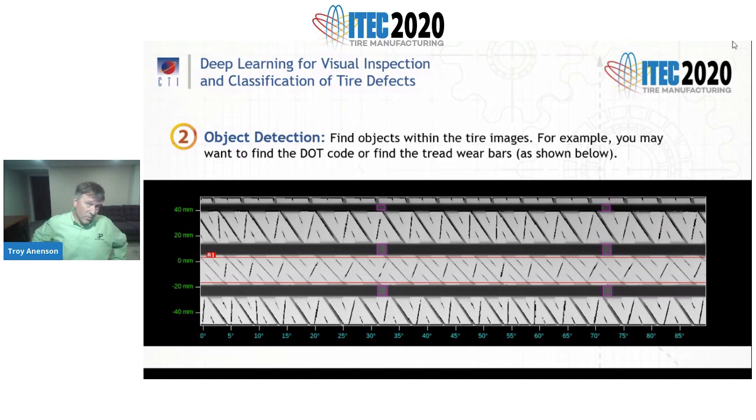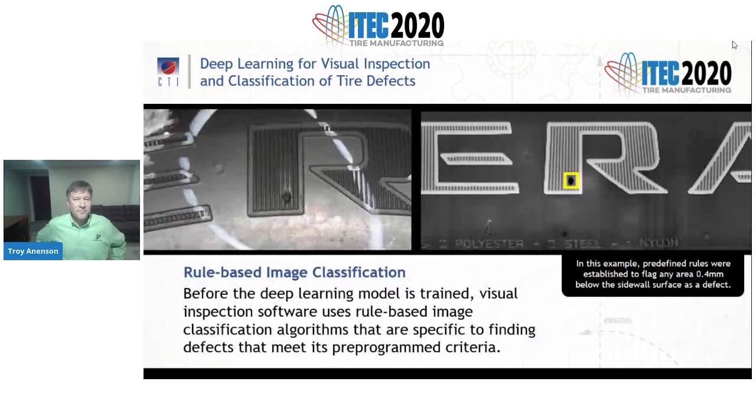so a better example of object detection would be where you could detect a DOT code on the sidewall, assuming it's within your tire geometry images, which many of them are nowadays. Or you could even find the tread wear bars deep in the tread grooves, as you can see in the image in this slide, where we've highlighted the tread bars, which then could be measured from this tire geometry data. And on the next slide.